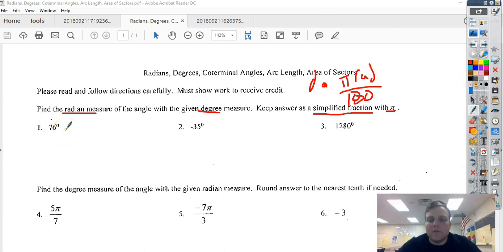So let's look at problem number 1. I'll just do the first problem for you. We have 76 degrees. To change this to radians, I multiply it by pi radians over 180 degrees. Forgot to put my degree marker back up there. Since the 76 is going to be on top, it allows me to cancel out the degrees on bottom. And then you can use a calculator to reduce 76 and 180.